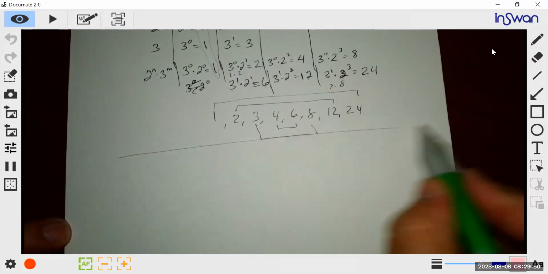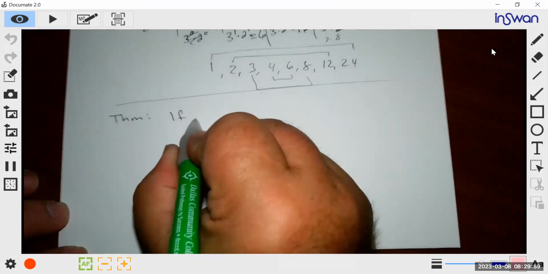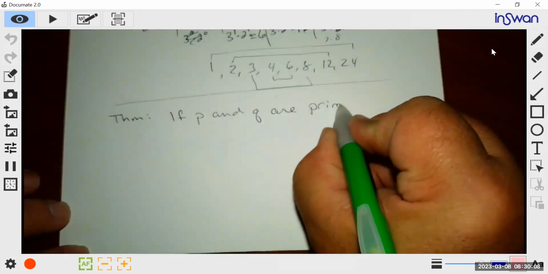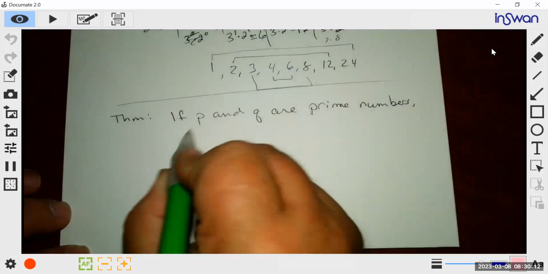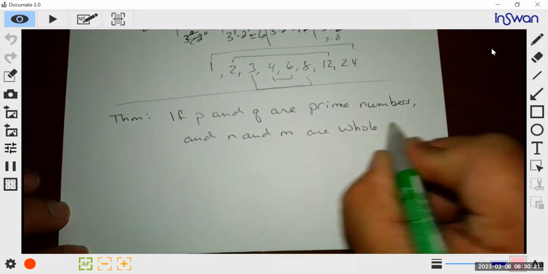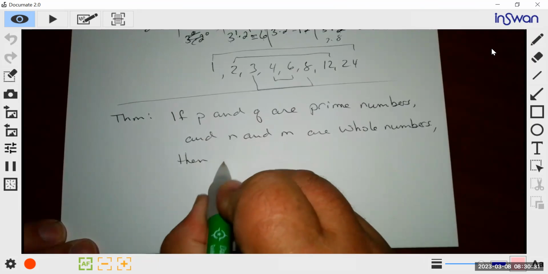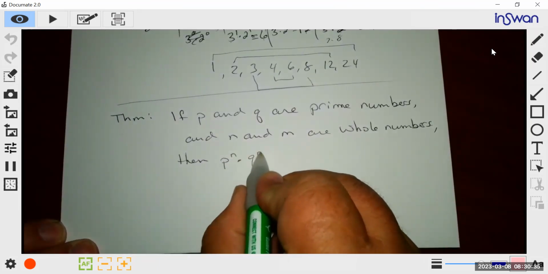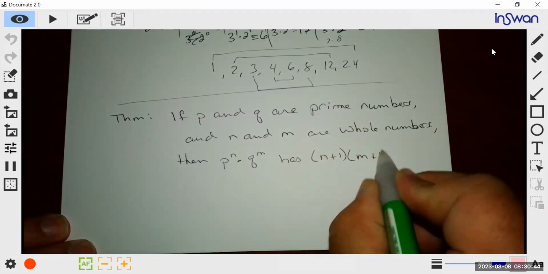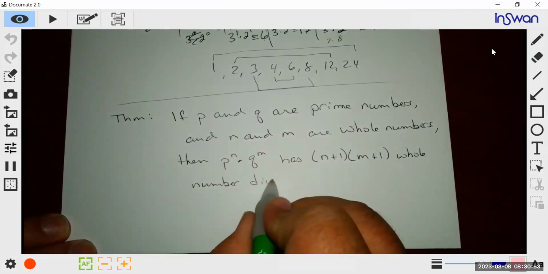Which brings us to 2 more theorems. For example, if P and Q are prime numbers, and N and M are whole numbers, then P to the power N times Q to the power M has N plus 1 times M plus 1 whole number divisors.